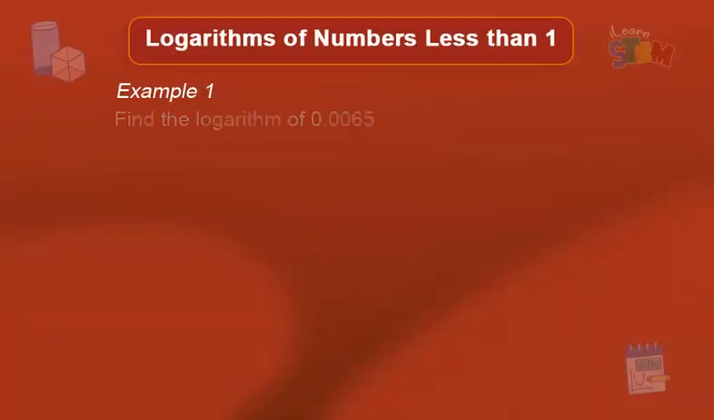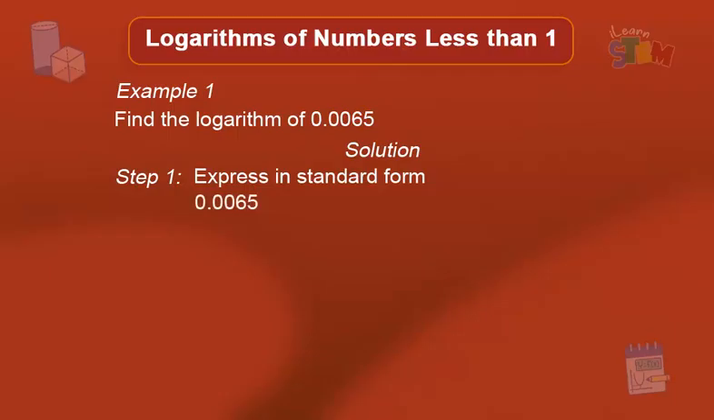Example 1. Find the logarithm of 0.0065. Let's take it a step at a time. Solution. Step 1. We will express 0.0065 in standard form. This becomes 6.5 multiplied by 10. To determine the power of 10, count the number of zeros after the decimal point and before the first non-zero digit. This count is converted into a negative number. So let's count. 1, 2, 3. We will stop here, because 6 is the first non-zero digit after the decimal point. So, the power of 10 is minus 3.